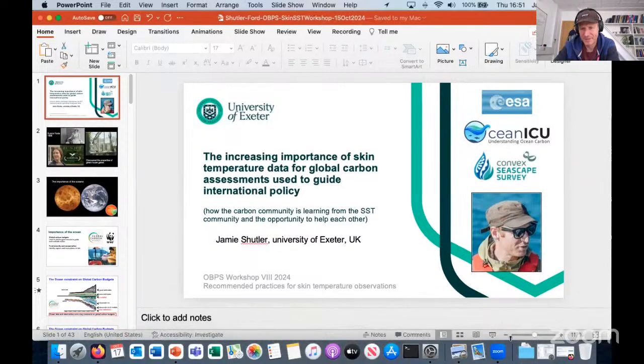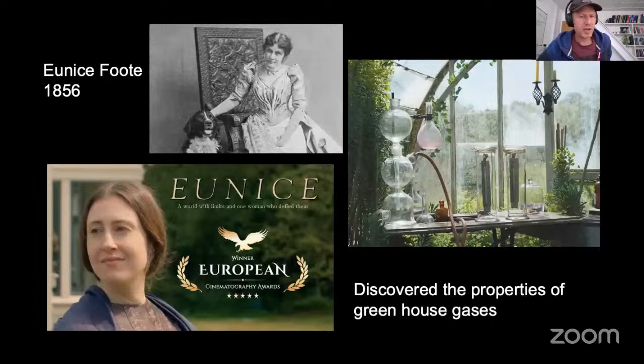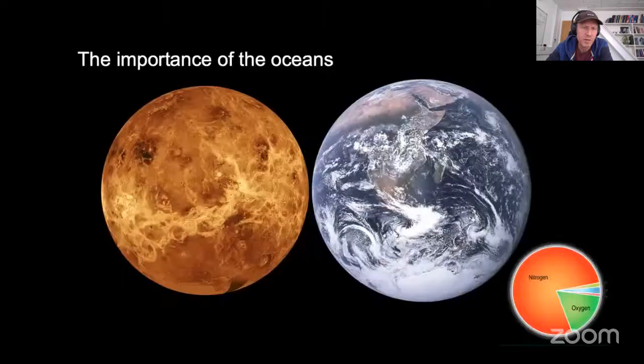Thanks, Lucia. So following on from Peter, I'm going to be talking a little bit more about skin temperature, but particularly why it's incredibly useful and important for guiding international policy, focusing on global carbon assessments. It was back in the 1800s that Eunice Foote was the first person to experimentally show the properties of greenhouse gases, and the fact that these gases could absorb energy but also re-radiate it back out. Since then, our knowledge of how carbon in particular moves and evolves in the atmosphere, but in the ocean as well, has evolved immensely.